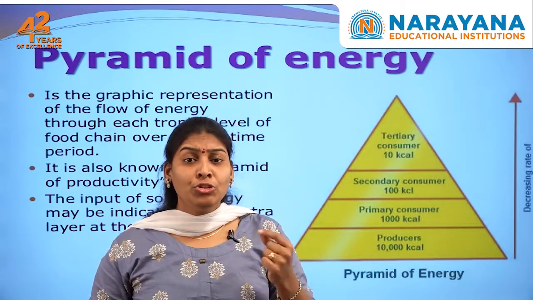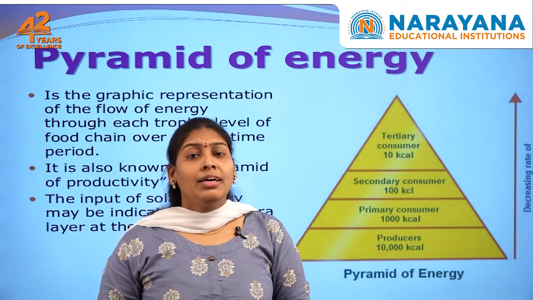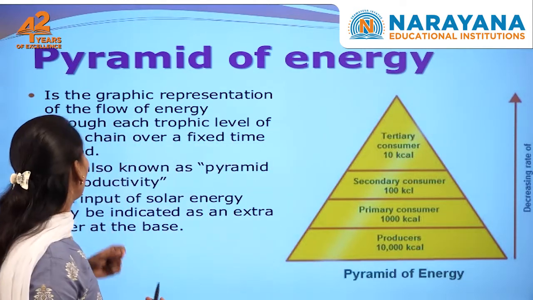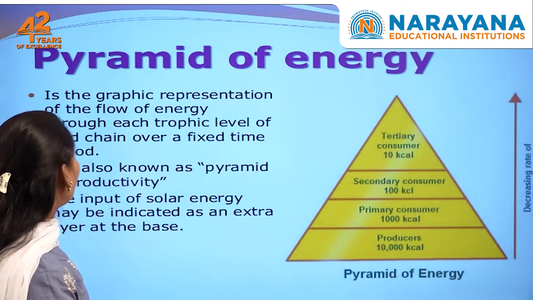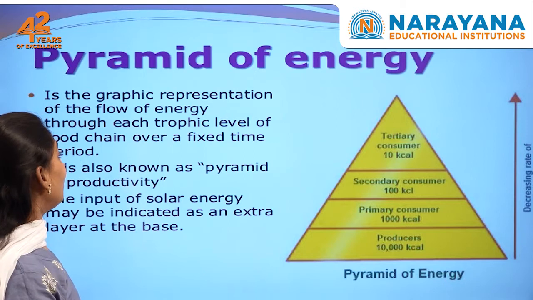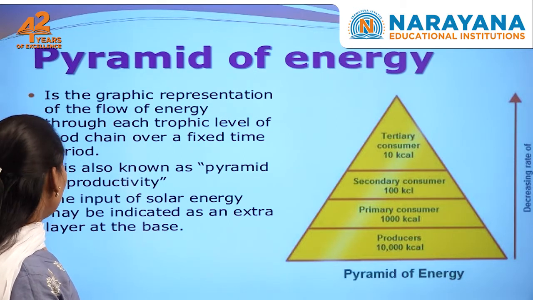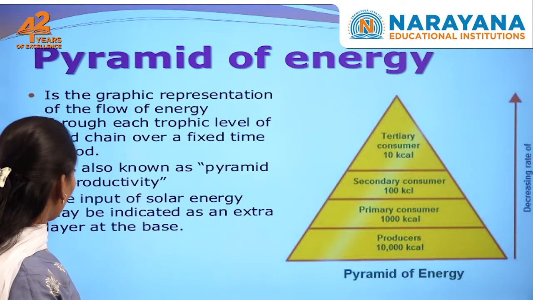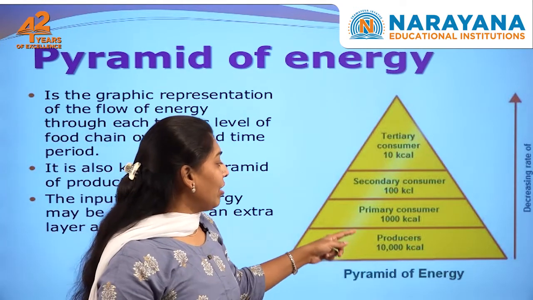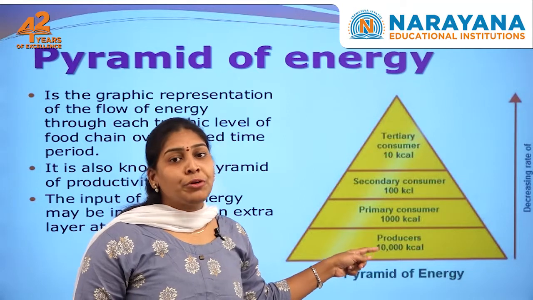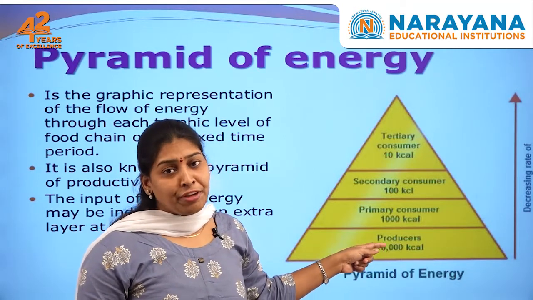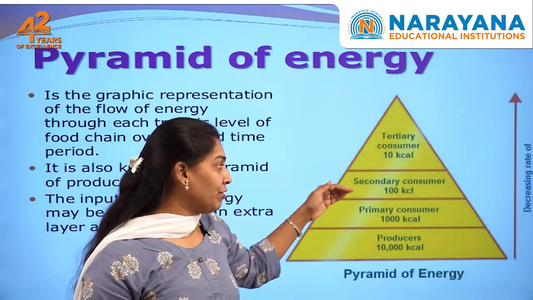So we don't show decomposers in the pyramids; at the last level of the pyramid we show top carnivores. It is a graphic representation of the flow of energy through each trophic level of the food chain over a fixed period of time. It is also known as the pyramid of productivity. We call it productivity because when energy is not there, no organism will survive at each trophic level.